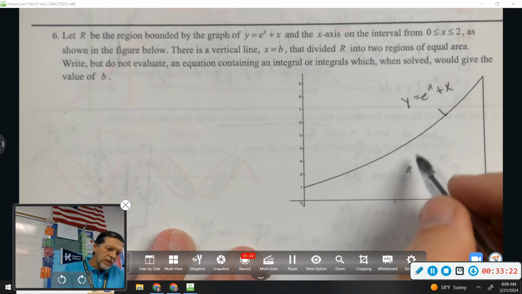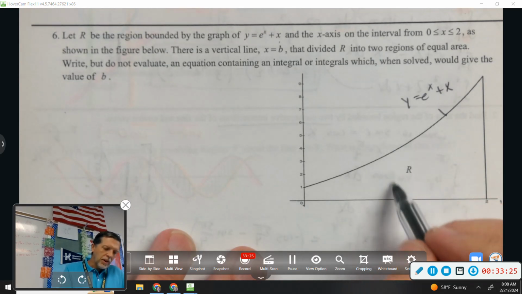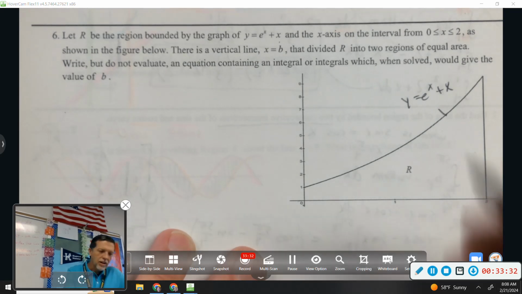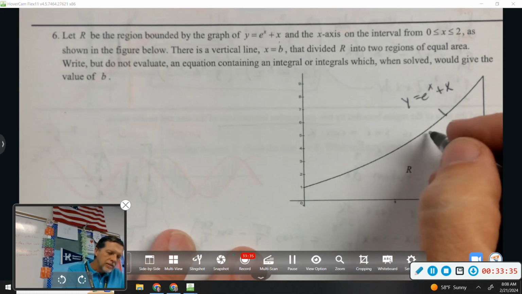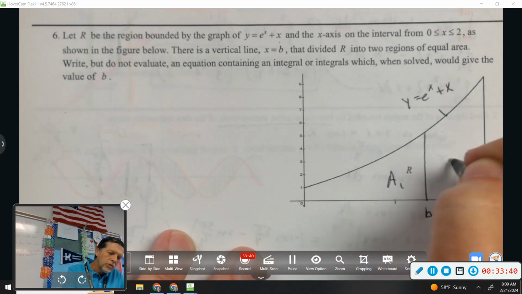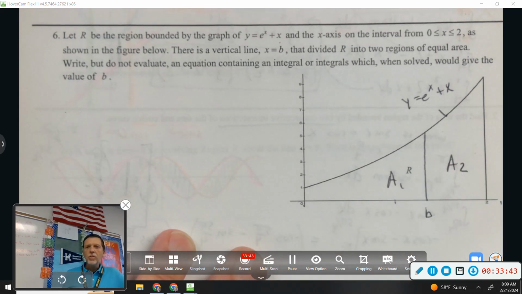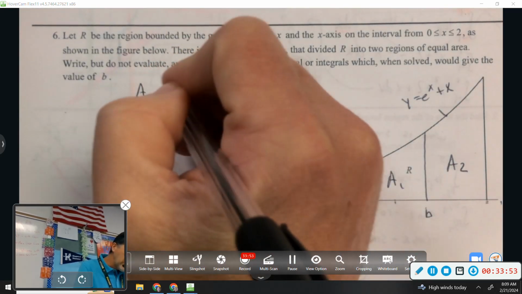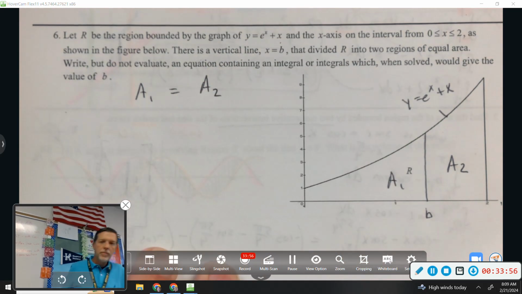Okay, we'll just eyeball it here. Where's that line going to be? Is it going to be at 1, left of 1, or right of 1? To the right of 1, because I want the areas to be the same. So trying to eyeball it, who knows? Maybe it's there. And I want those two areas to be equal, because that's what it said to do. There is a line, I don't know where it is, that divides R into two regions of equal area. So A1 now equals A2. And b is my dividing line.